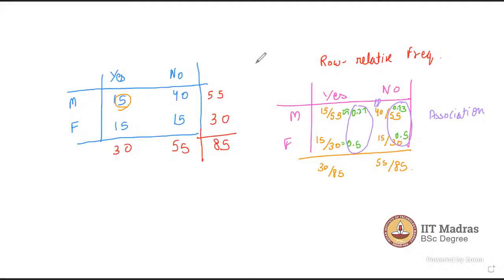Sir, you have taken the row relative frequencies, so the comparison should be within rows, right? Yes. This row is 0.27 and 0.73, and the second row is 0.5 and 0.5. So these two are not the same, not similar. This value is compared with this. When we take row relative, then we compare column frequency. And when we take column relative, then we compare rows.